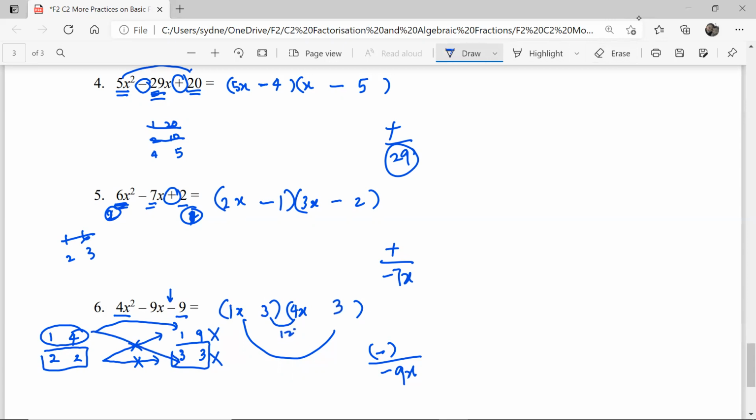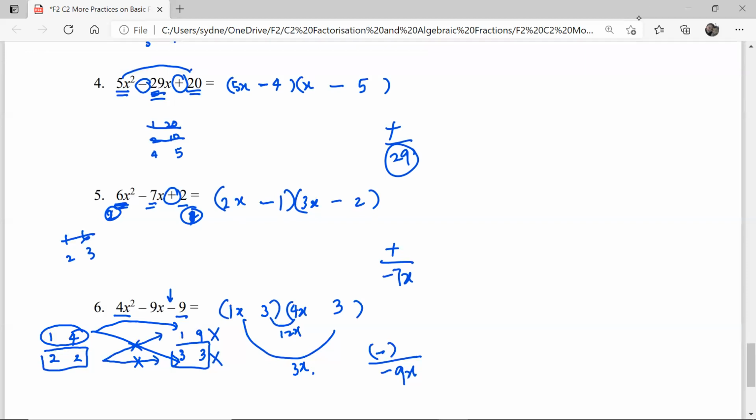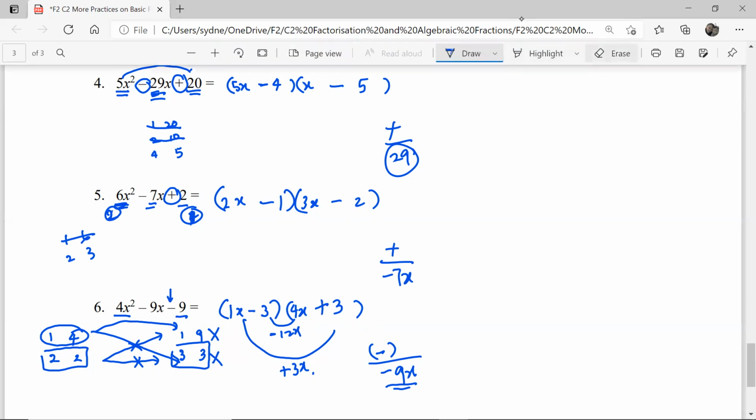So we have 12x and 3x. Isn't it 12x and 3x after we minus? We get 9x. Yes. And what we want negative 9x. That means negative must be with the bigger term. This will be smaller term. In order for us to get negative 12x, negative must be placed here. Positive must be placed here. So that's it.